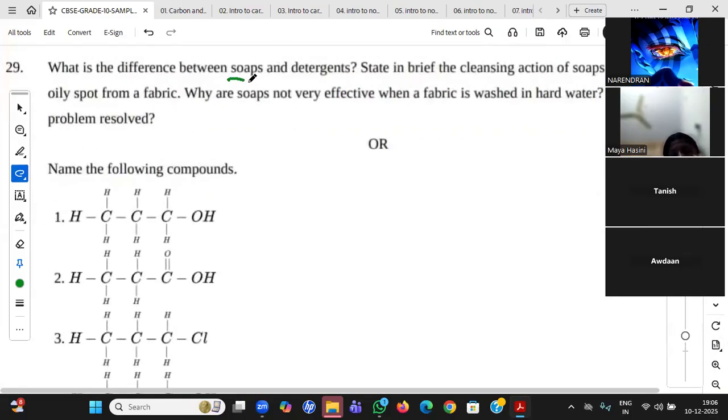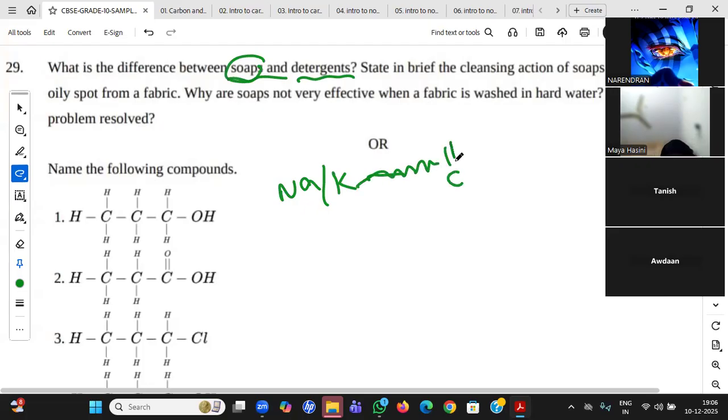What is the difference between soaps and detergents? You just need to write the statements. What are soaps? Sodium or potassium salts of long chain carboxylic acids. You need to write this. What are detergents? Sodium salts of sulfonic acid. Sulfonic acid. You just write this, more than enough, student. Okay. State and explain cleaning action of soaps. So that micelle formation, those all you need to write.